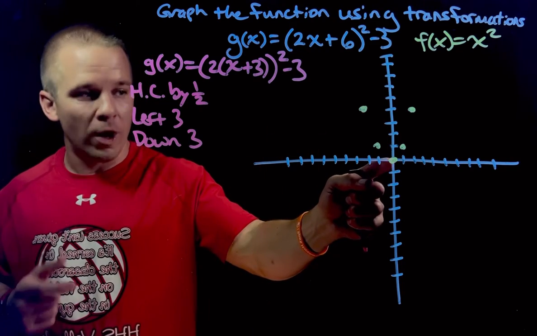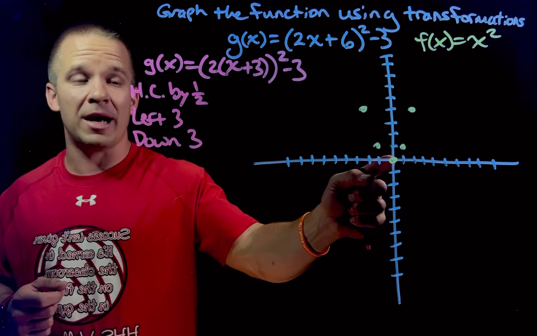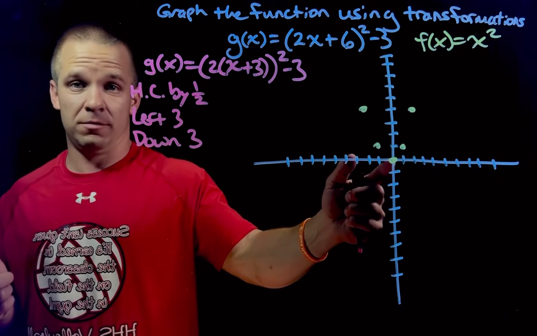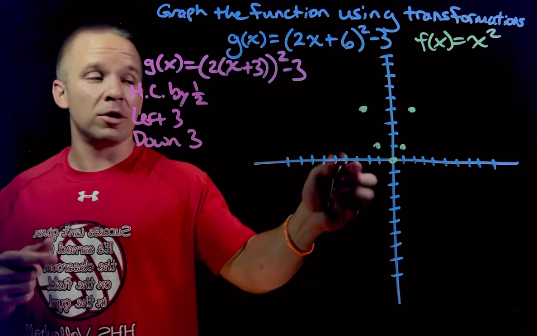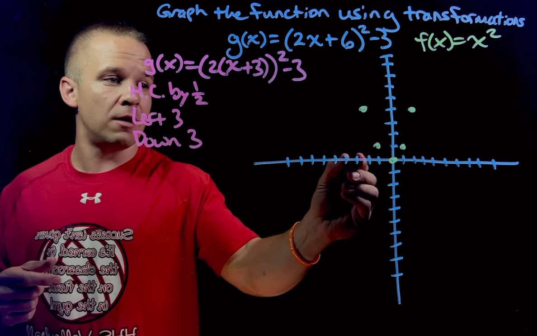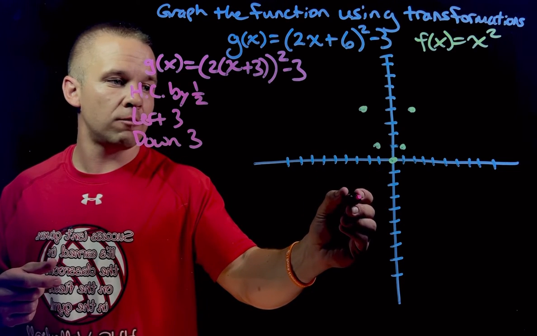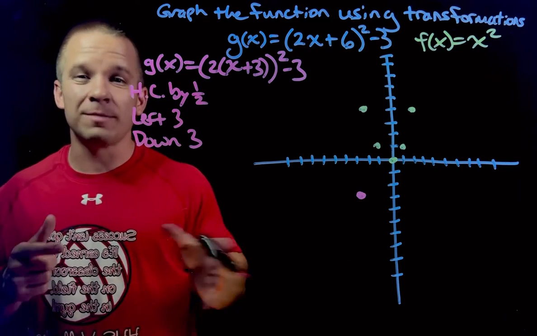So for my point at 0, 0, if I horizontally compress that by 1/2, that's not going to do nothing, right? It's going to do nothing. So then I'm going to go left 3, and then go down 3 as well. Right there. Beautiful. That is my new vertex.